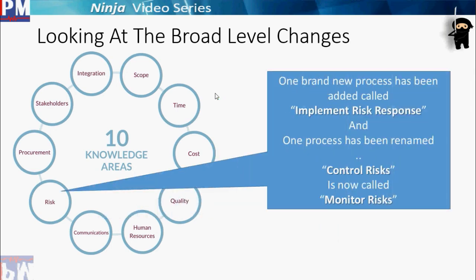In risk management, a very welcome move has been done. A brand new process called Implement Risk Responses has been added. This is supposed to be done immediately after you plan risk responses. This is fantastic. This was a gap which was there for a very long period, and now it has been fulfilled by the PMBOK 6th edition. And of course, the last process, which was called Control Risks, is now called Monitor Risks.